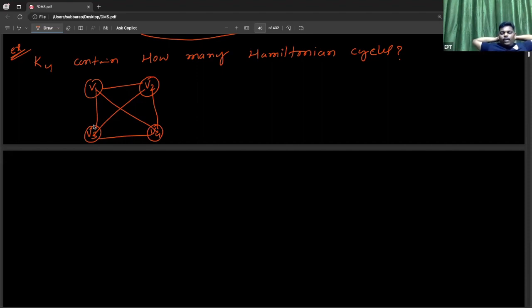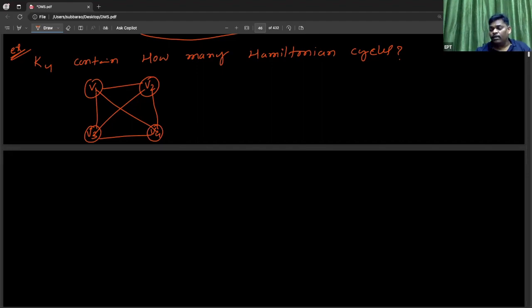K4 contains how many Hamiltonian cycles? I want an answer from you. How many? Can anyone guess? At least can you guess? You know what a Hamiltonian is. You know what a Hamiltonian cycle is.